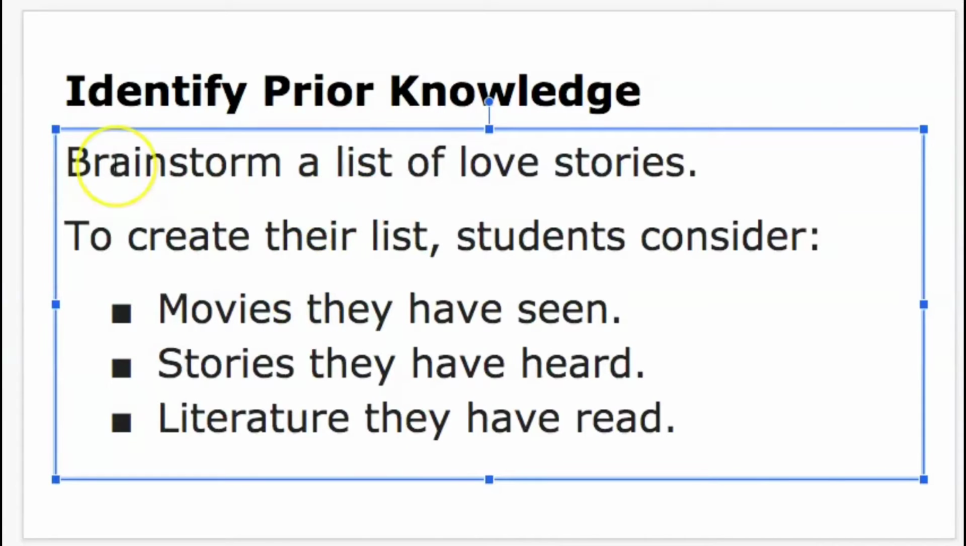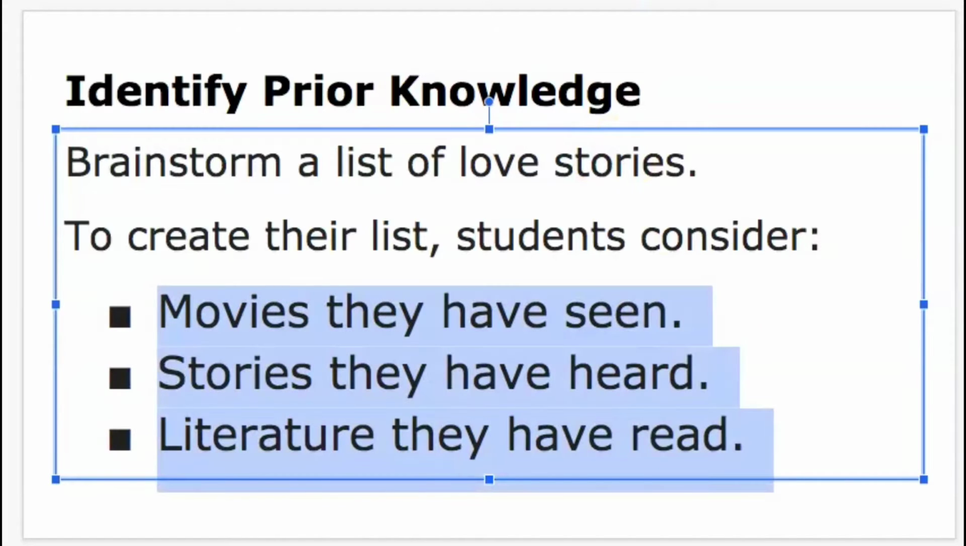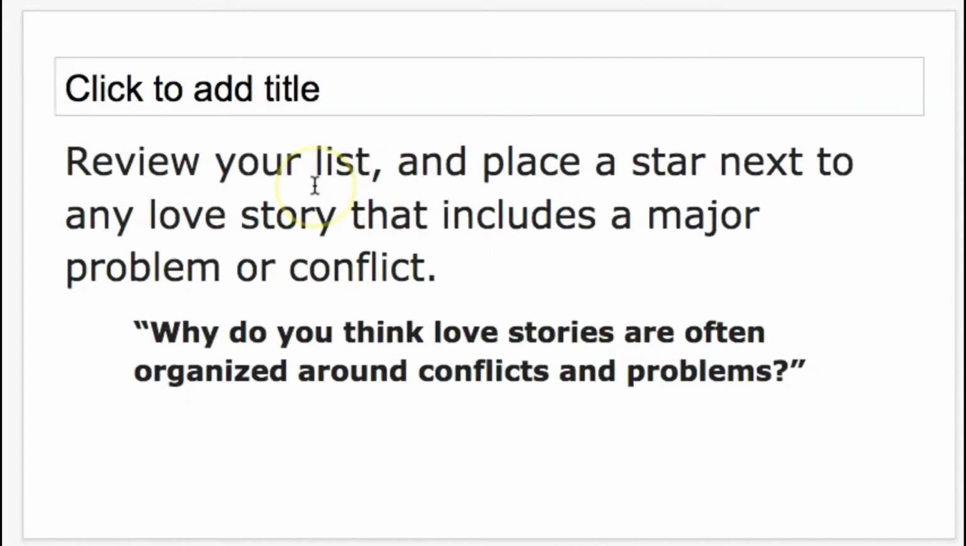So, what I want you guys to do is brainstorm a list of love stories. Consider movies that you've seen, stories that you've heard, or literature that you've read, and share down in the discussion board. Now review your list. Place a star next to any love story that includes a major conflict or a major problem. Why do you think that love stories are often organized around a conflict or a problem?